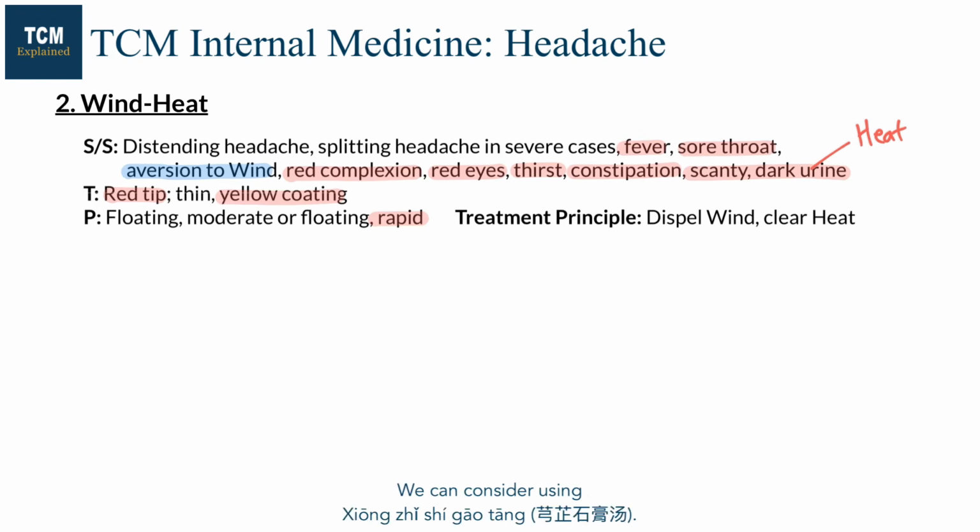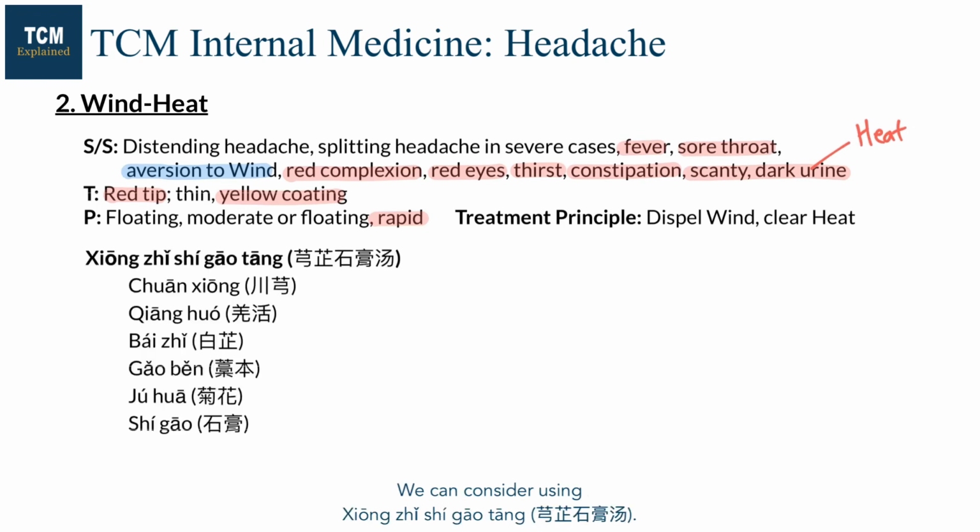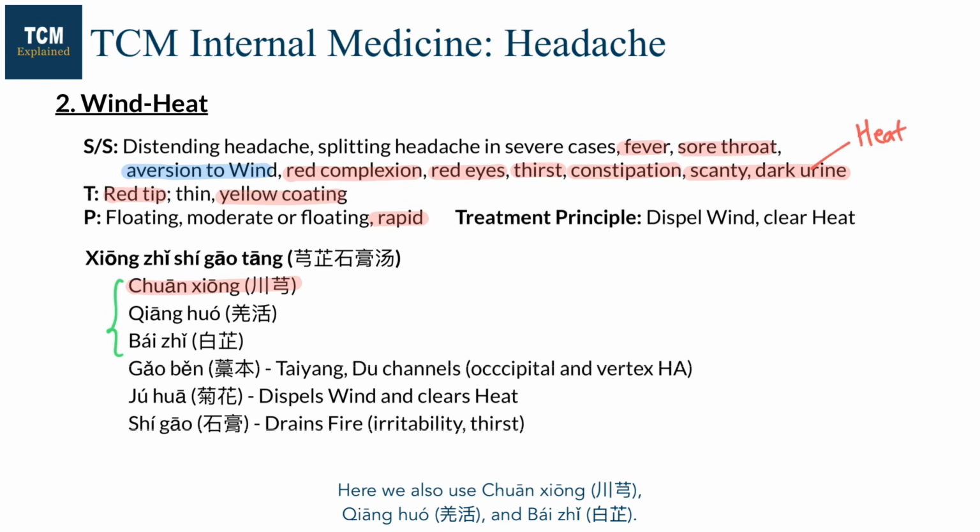Treatment principle is to dispel wind and clear heat. We can consider using 芎芷石膏汤. This formula is originally for chronic conditions where patients repeatedly manifest wind heat signs and symptoms. Here we also use 川芎, 羌活, and 白芷. Gaoben is milder than 羌活, but it is also a Tai-Yang channel guiding herb that goes to the bladder and governing channels, treating occipital and vertex headache.